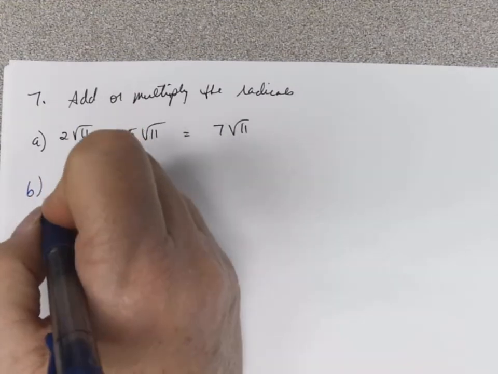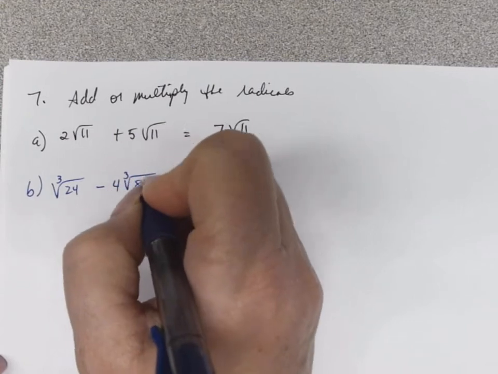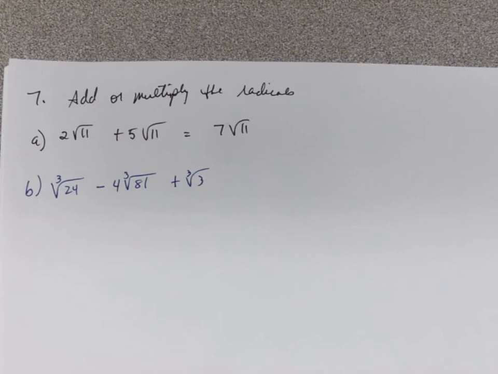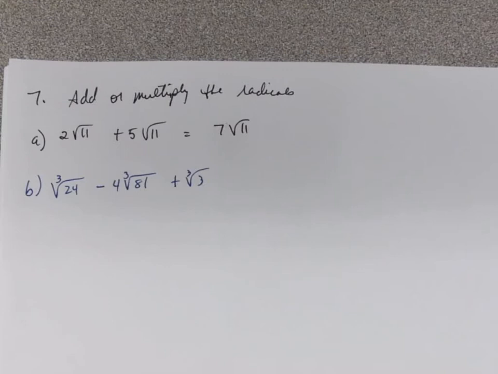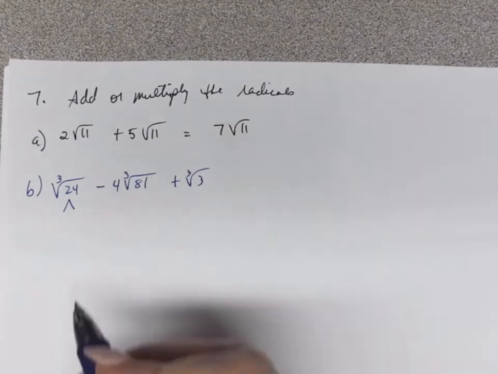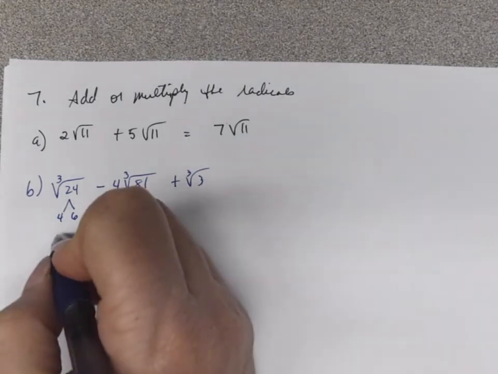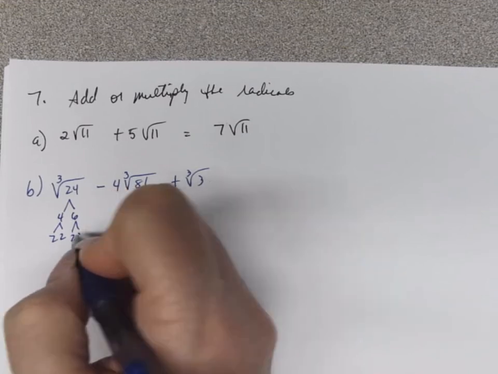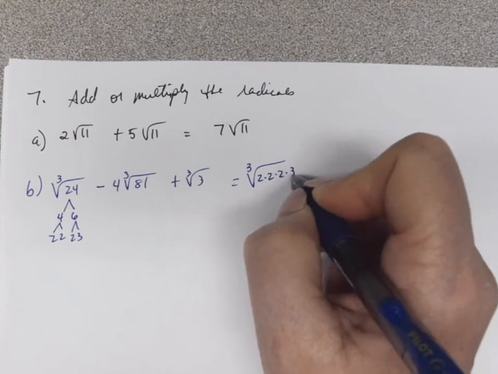Part B, we have the cubed root of 24 minus 4 cubed root of 81 plus the cubed root of 3. Well, they are all the same index of 3, but my radicands, or my roots, are not the same. So I'm going to have to break these down and simplify them. So 24, you need to factor it down. I'm going to use 4 and 6. We could have done 2 and 12, or 3 and 8. So 4 becomes 2 and 2. 6 becomes 2 times 3. So this becomes the cube root of 2 times 2 times 2 times 3.